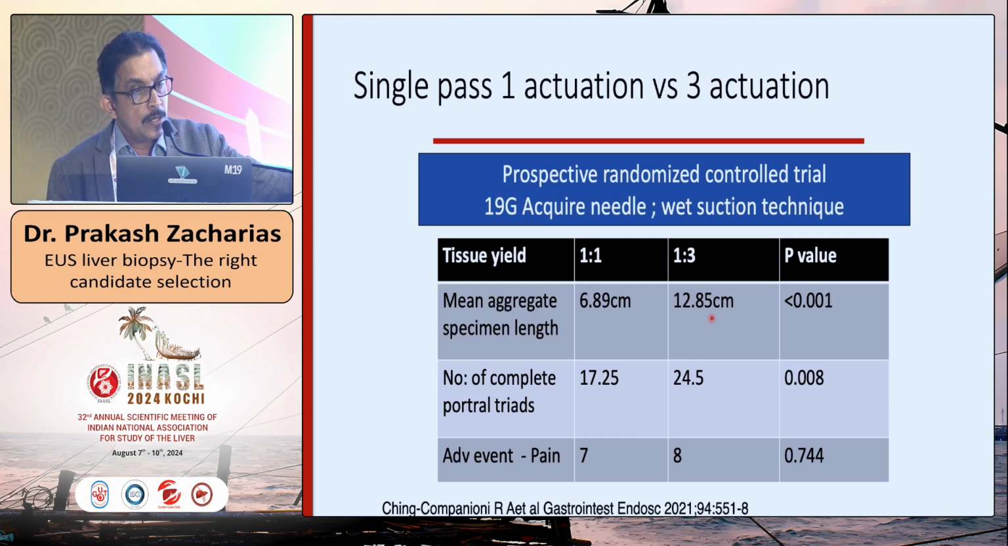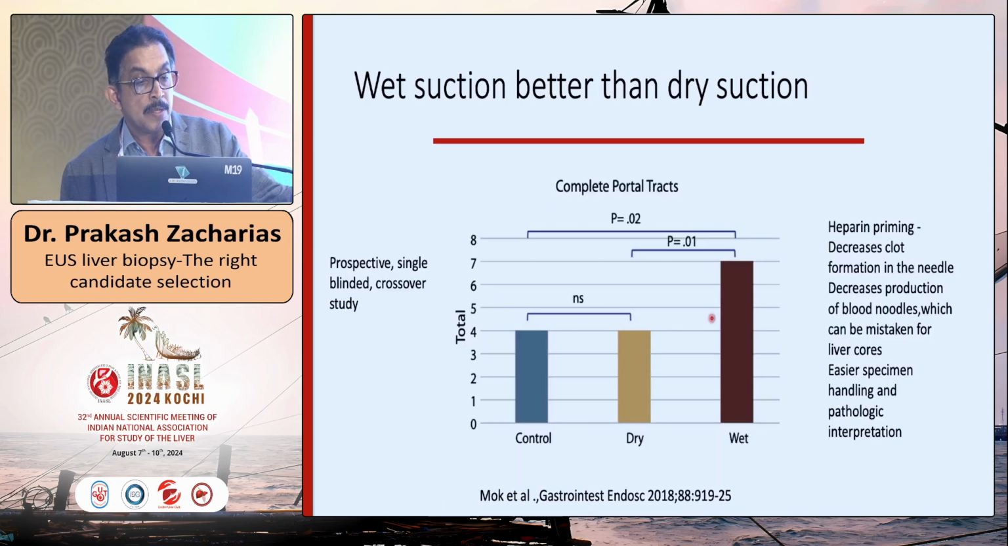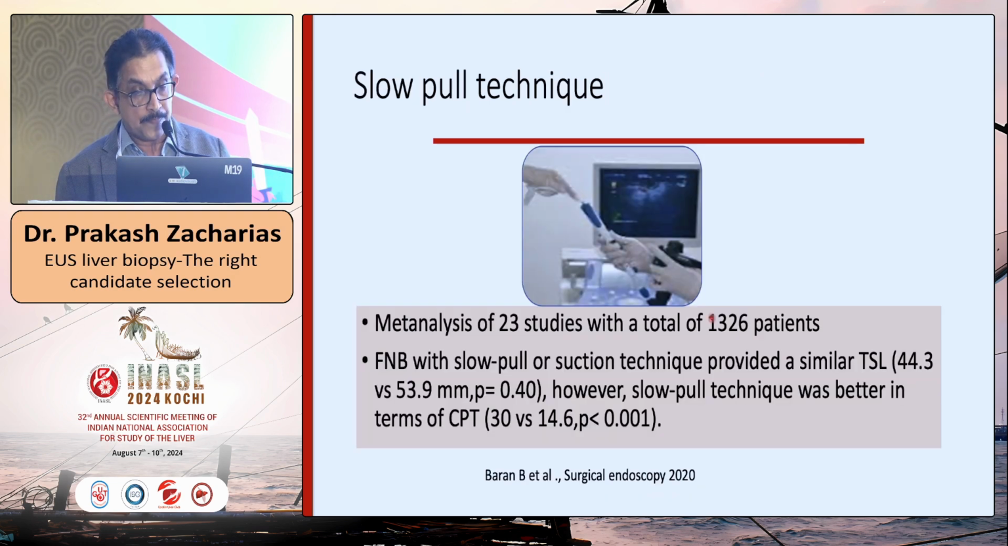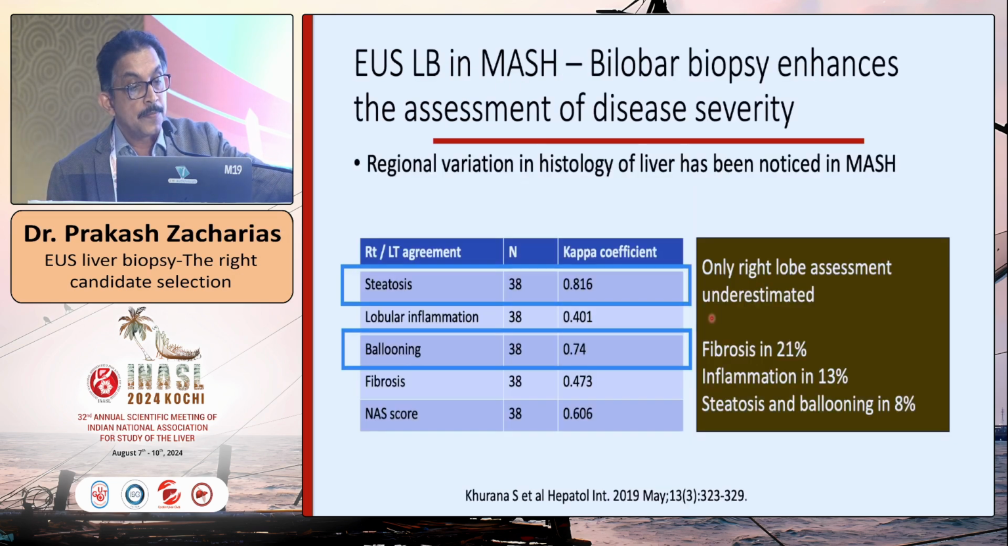So whether it is single actuation or 3 actuations, in this study it was found that 3 actuations give you more tissue, more complete portal tracts. Wet suction versus dry suction: even here, wet suction gives you better tissue, because you can clear the clot formation. And the slow pull technique has also been found to give almost equivalent results as the wet suction technique.